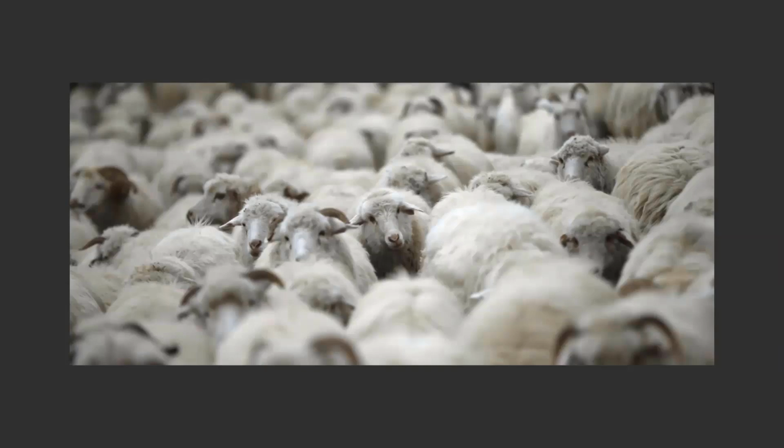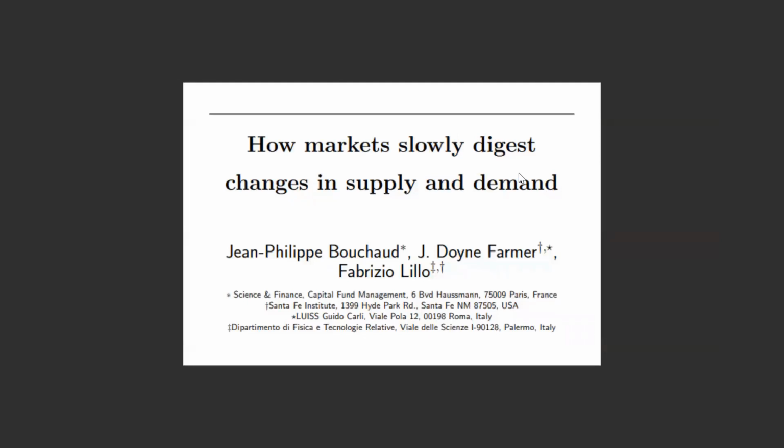So large traders and institutions have to filter money in and out of the market in small chunks, basically spreading the execution of their orders out over long periods of time. If you want to read up on this, the most comprehensive and easily digestible paper is this one here: How Markets Slowly Digest Changes in Supply and Demand. And you can find a copy of that on my website.